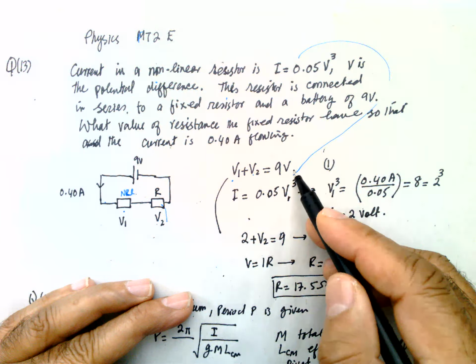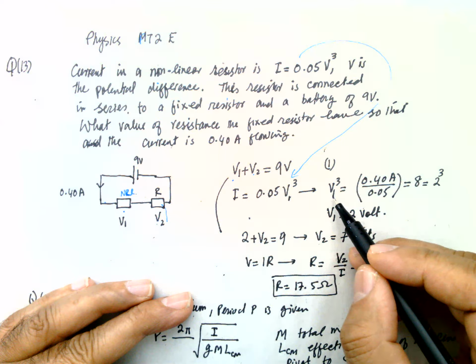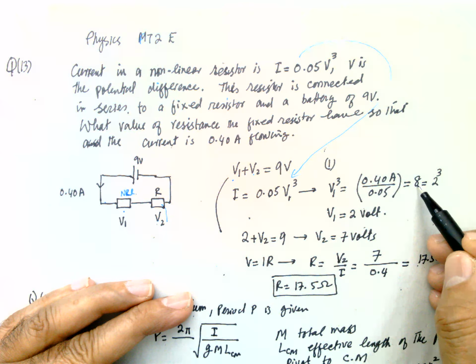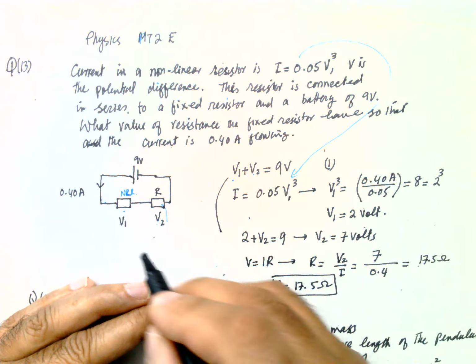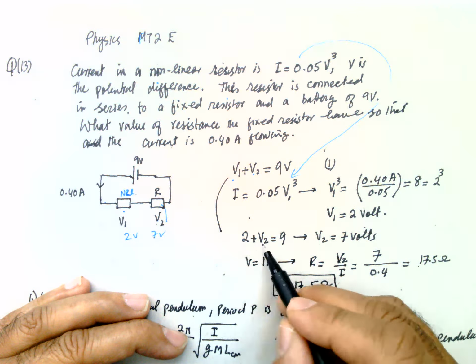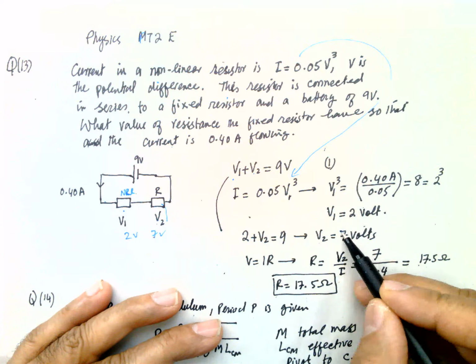This is the non-linearity. So V1 cubed is equal to this one, which is equal to 8. So V1 is equal to 2 volts. If it's 2 volts, this is 7 volts. So 2 plus V2 is equal to 9 volts, so V2 is 7 volts.